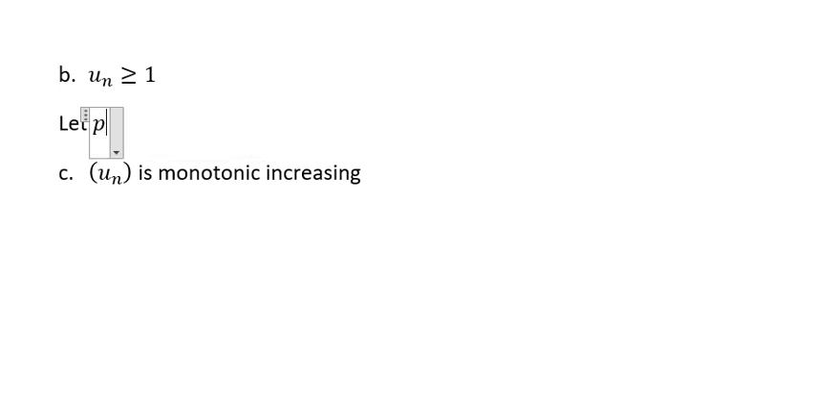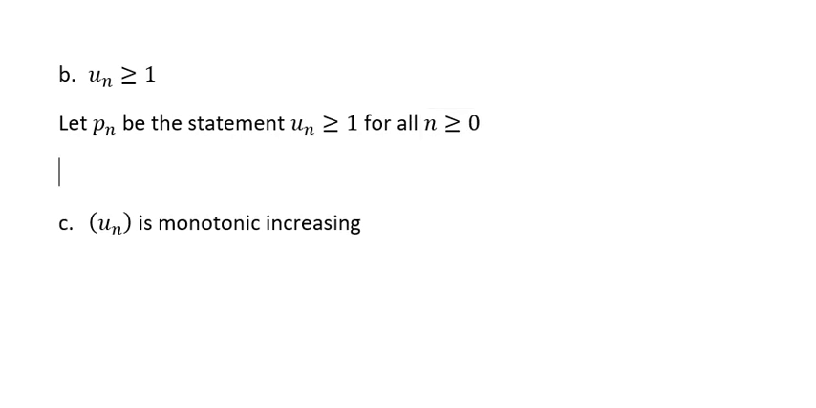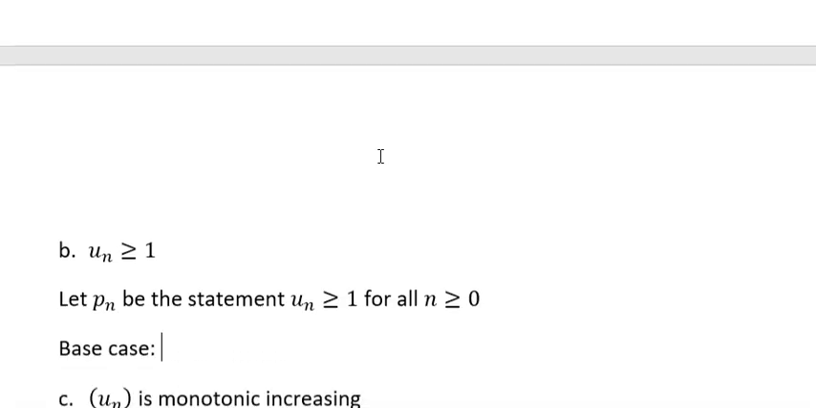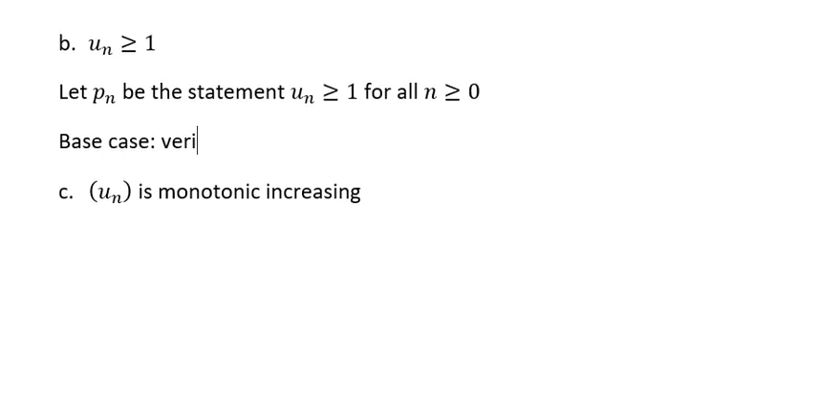So we are going to let P(n) be the statement u_n is greater or equal to 1 for all n greater or equal to 0. Now, for the base case, we need to verify that the statement is true for the first two values of n, because we have two initial conditions, u0 and u1. So I'm going to verify that P(0) and P(1) are true.